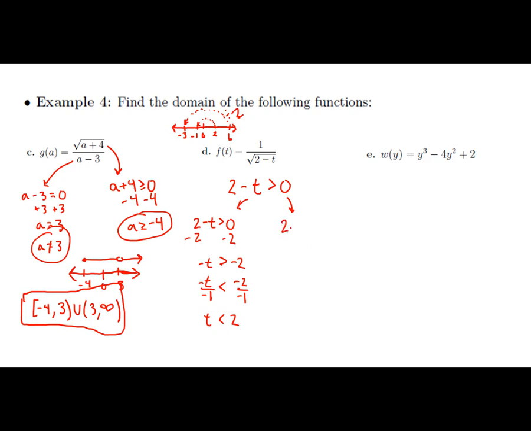Of course, the other way I could do this would be to just say, well, how about we add t to both sides? So 2 is greater than t, but of course if you just flip it around, you get the exact same answer as we had here, so t is less than 2. So that gives us a domain in interval notation of negative infinity to 2.